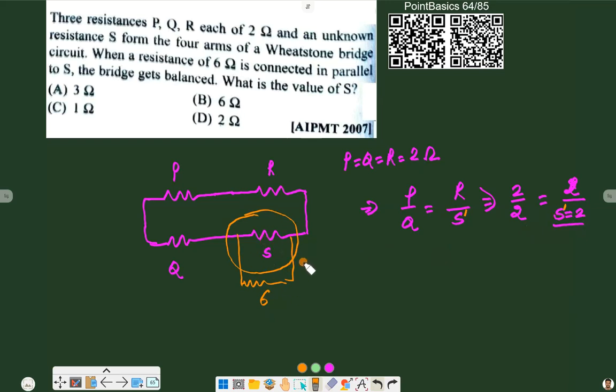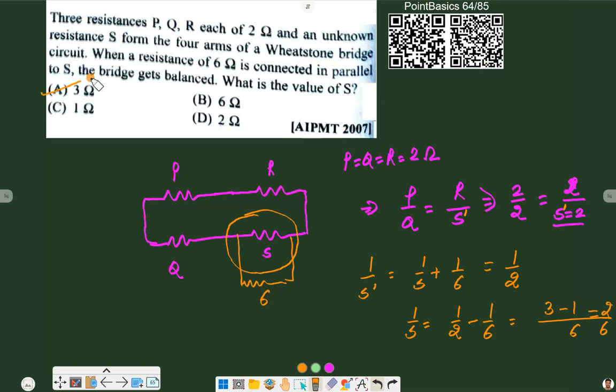So let's find their combined resistance. 1 by S dash will be equal to 1 by S plus 1 by 6, and as mentioned, S dash should be 2. So it will be 1 by 2. So 1 by S is equal to half minus 1 by 6, that is 3 minus 1 over 6, which is 2 by 6 or 1 by 3. So 3 ohms will be the right answer. Moving to the next one.